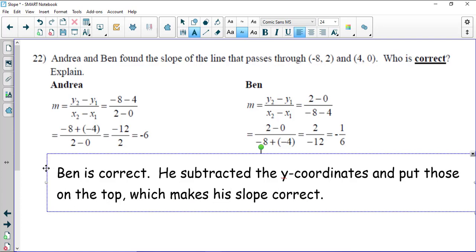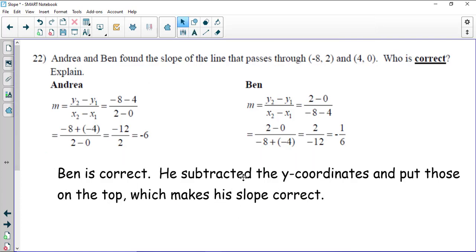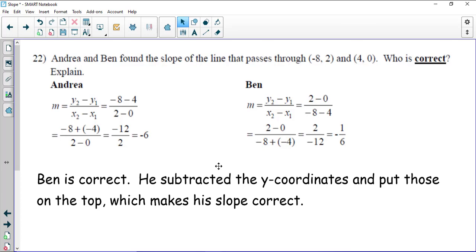Andrea, accidentally, a common mistake that students make, put the x's on the top, and that's going to get us the inverse of the slope that we want. Well, the reciprocal, I guess I should say, the reciprocal of the slope that we actually want. So Ben is correct here since he subtracted the y coordinates and put those on the top.